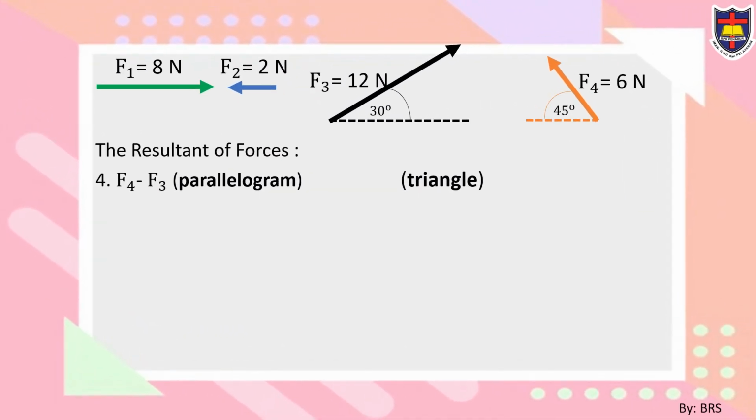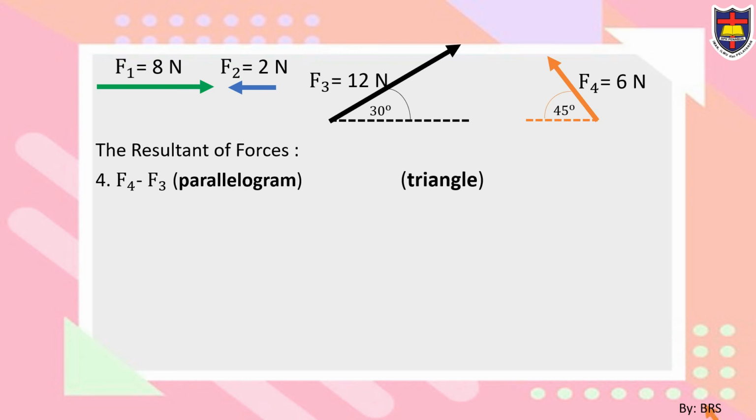Next, there are 4 vectors, F1 8 Newton to the right, F2 2 Newton to the left, F3 12 Newton to the top with the angle is 30 degree, and F4 6 Newton to the top with the angle is 45 degree. Find the resultant of forces F4 minus F3 by parallelogram and triangle method.